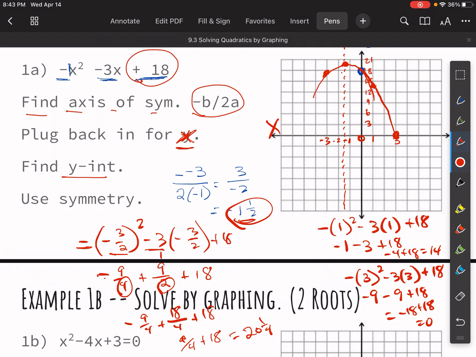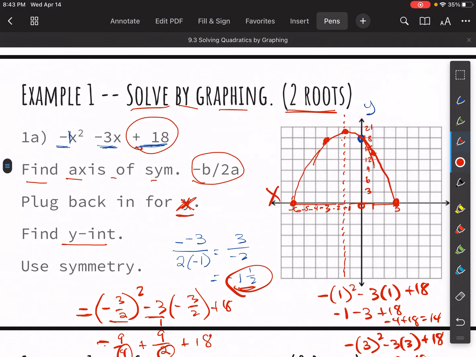Notice this was 1, 2, 3, 4.5 spaces from my vertex. So I can go 4.5 this way. There's a half, 1, 2, 3, 4. So I know my other point's going to be over there, at negative 4, negative 5, negative 6. So my 2 zeros, which I found by graphing, are at x equals 3 and x equals negative 6. And that's how you find it.